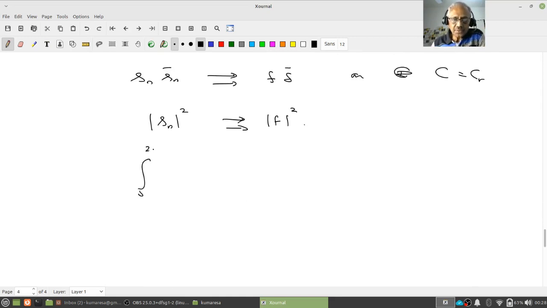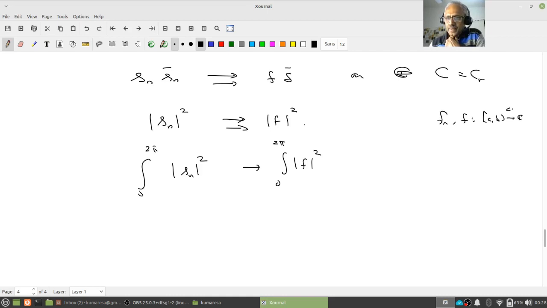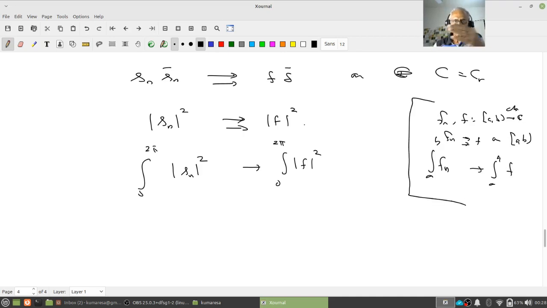If I integrate from 0 to 2 pi, our earlier theorem says the integral of |S_n| squared converges to the integral of |f| squared from 0 to 2 pi, by the result. Remember, if f_n are continuous from interval [a,b] to C, and if f_n converges to f uniformly on [a,b], then the integral of f_n from a to b converges to the integral of f from a to b. This is what we proved in the first part of this lecture.